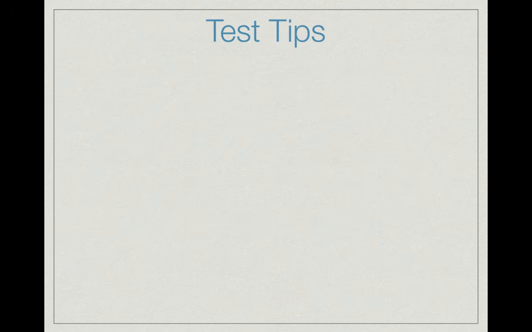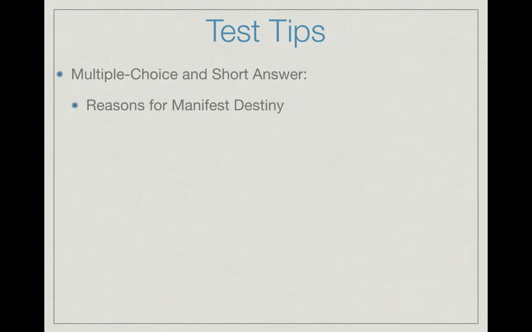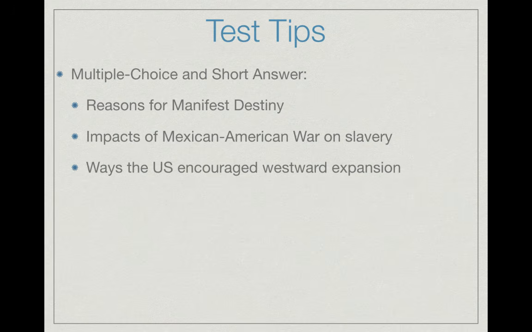All right, some test tips for you for 5.1. For multiple choice and short answer, be able to identify and explain reasons for manifest destiny. The impacts of the Mexican-American War on slavery. Hint, the debate will be over whether the land should be free or slave. What were ways the U.S. encouraged westward expansion? What was nativism? What were causes for it and examples of it?